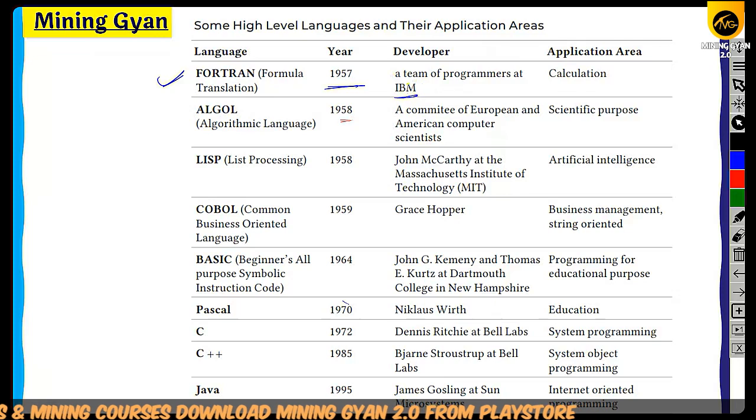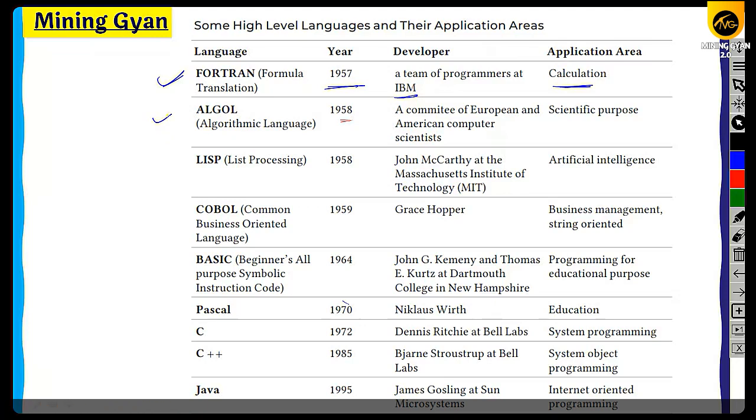It was designed by the programmers at IBM, and it is used for calculation. The application area is calculation. The next one is ALGOL. ALGOL is the algorithm language, introduced in 1958. The developers were a committee of European and American computer scientists, and it is used for scientific purposes.